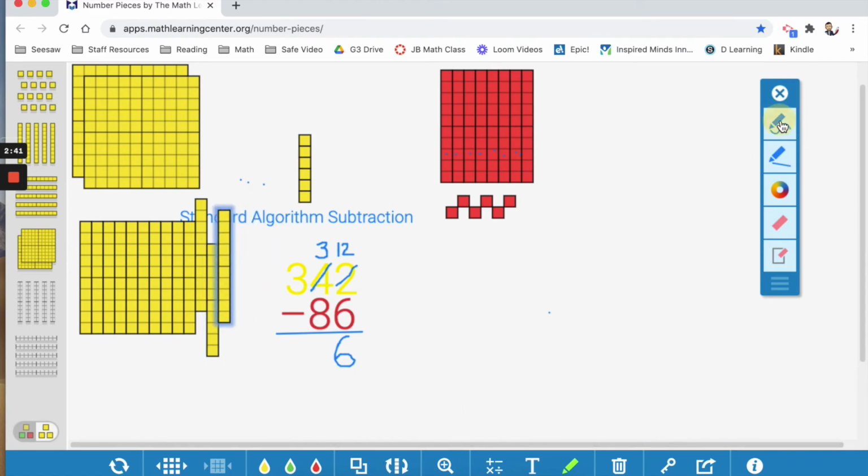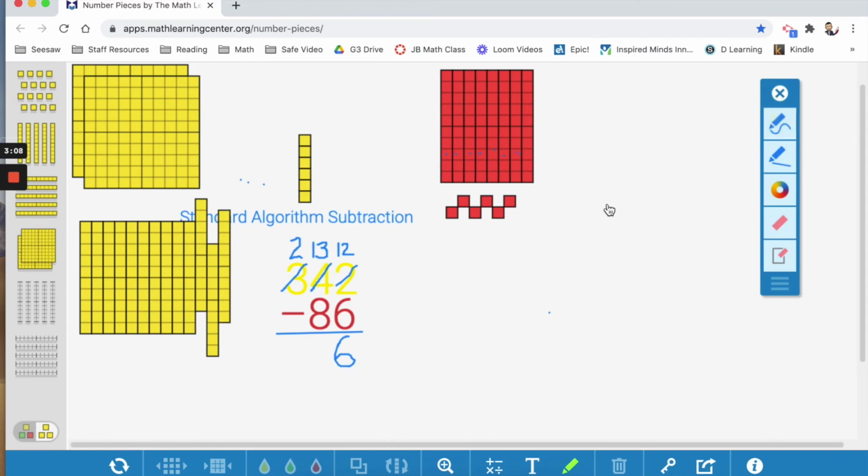So this is what it looks like when we write it out. We're going to cross out the 3 because there's no longer 300s, there's only 200s. And again, this is where you have to be really careful. We're going to change 3 to 13 because we have 13 tens. Now we can think of 13 tens, and we're going to take away 8 tens.